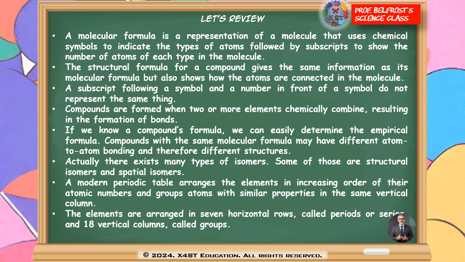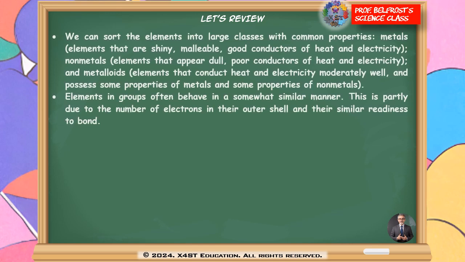A modern periodic table arranges elements in increasing order of their atomic numbers and groups atoms with similar properties in the same vertical column. The elements are arranged in 7 horizontal rows called periods or series and 18 vertical columns called groups. We can sort the elements into large classes with common properties: metals for elements that are shiny, malleable, good conductors; non-metals for elements that appear dull, poor conductors; and metalloids for those that can conduct heat and electricity moderately well and possess some properties of metals and some properties of non-metals.